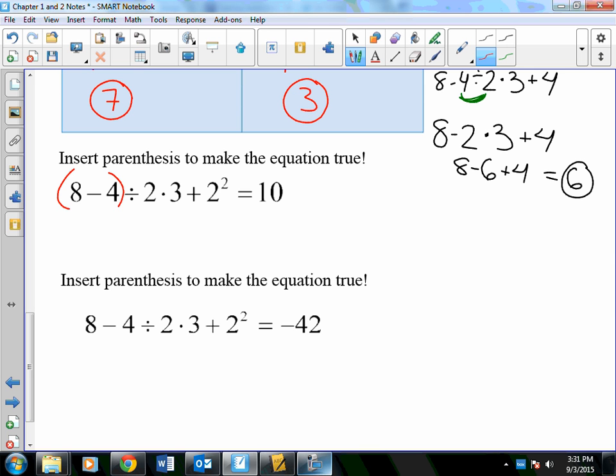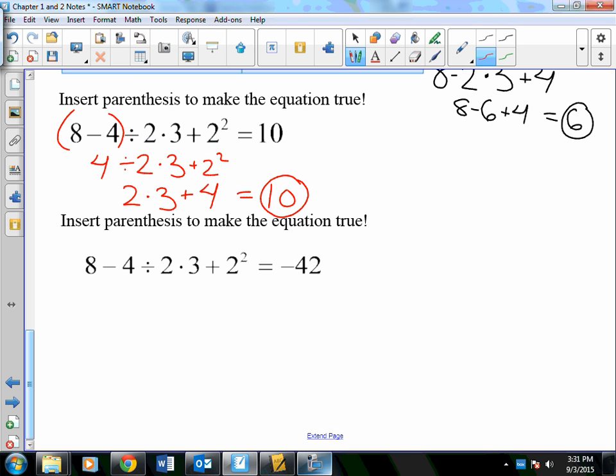Let's put parentheses around 8 minus 4. And then it'll make this 4 divided by 2 times 3 plus 2 squared. And then I say, okay, I got division first going left to right. So I have 2 times 3 plus, well, 2 squared is 4. 2 times 3 is 6. 6 plus 4, hey, that equals 10. It does its job.